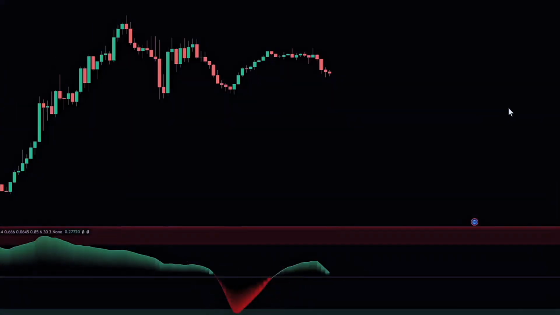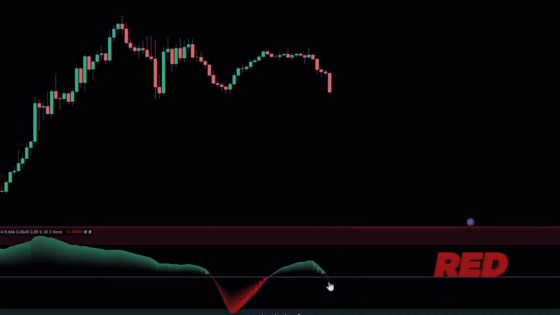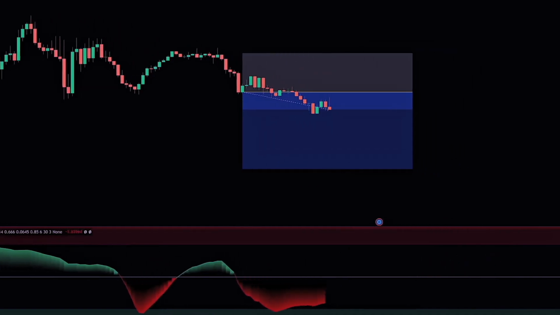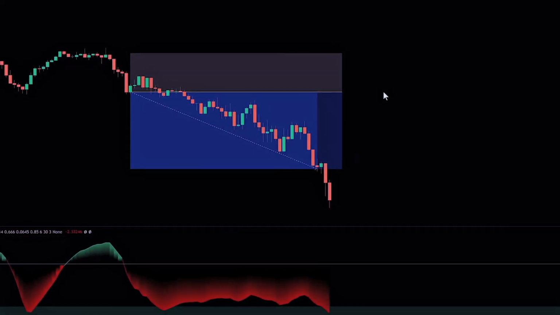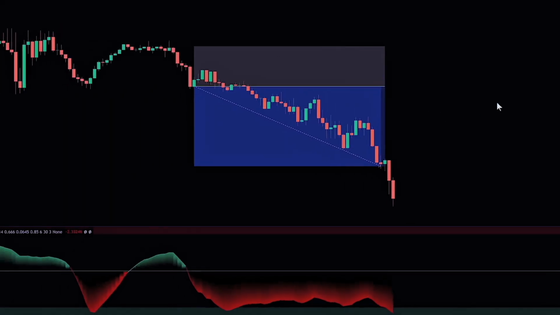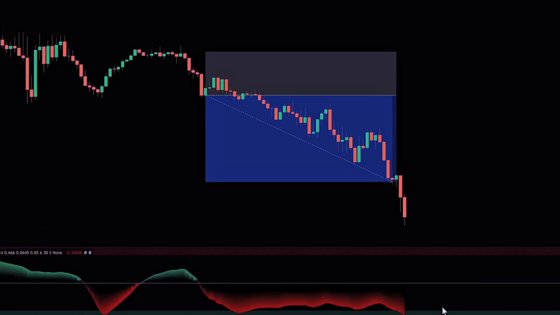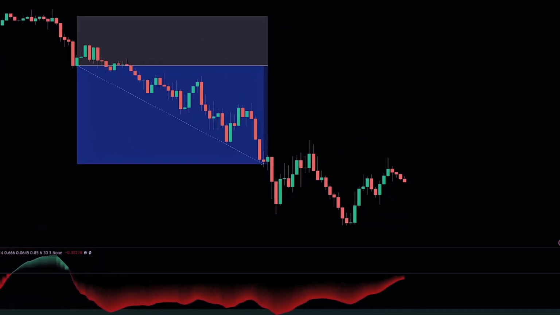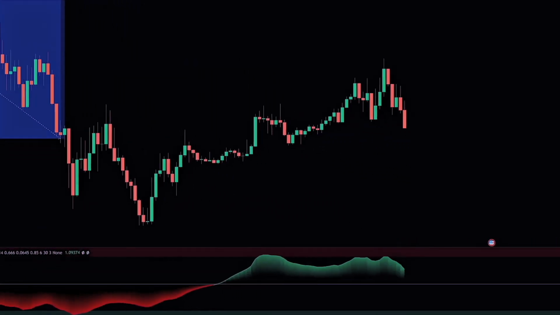For a sell trade, you'd wait for the Z line to fall under the zero line and switch to red. Of course, this by itself is a very basic strategy. You'd still want to combine it with other tools and some price action analysis to make it truly profitable. But let's move on to the second approach you can use with this indicator.